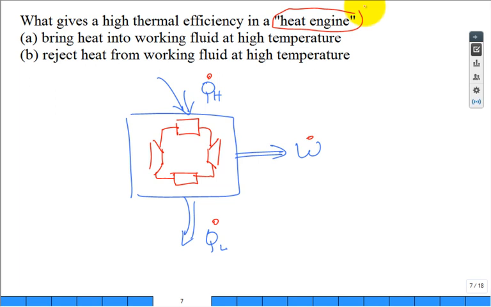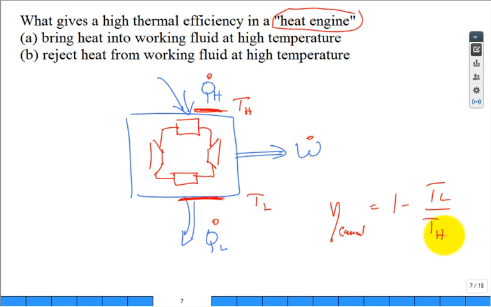And so what do we like? We like to bring heat in at high temperature. And we have to reject heat. We like to reject it low. We saw that the Carnot thermal efficiency was 1 minus TL over TH. That equation is so important, you'll never forget it for the rest of your life. Or at least until you pass the FE exam.